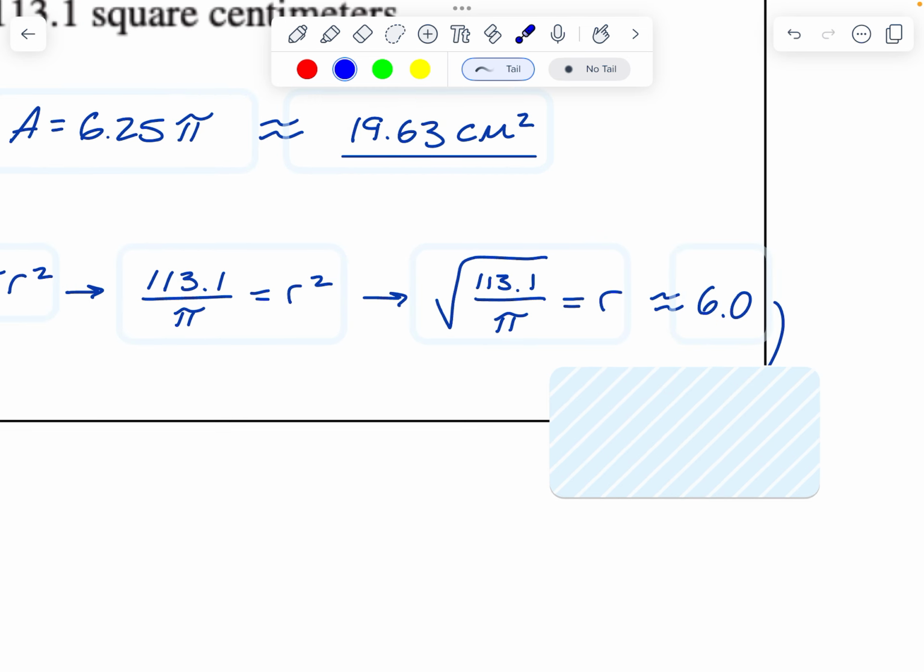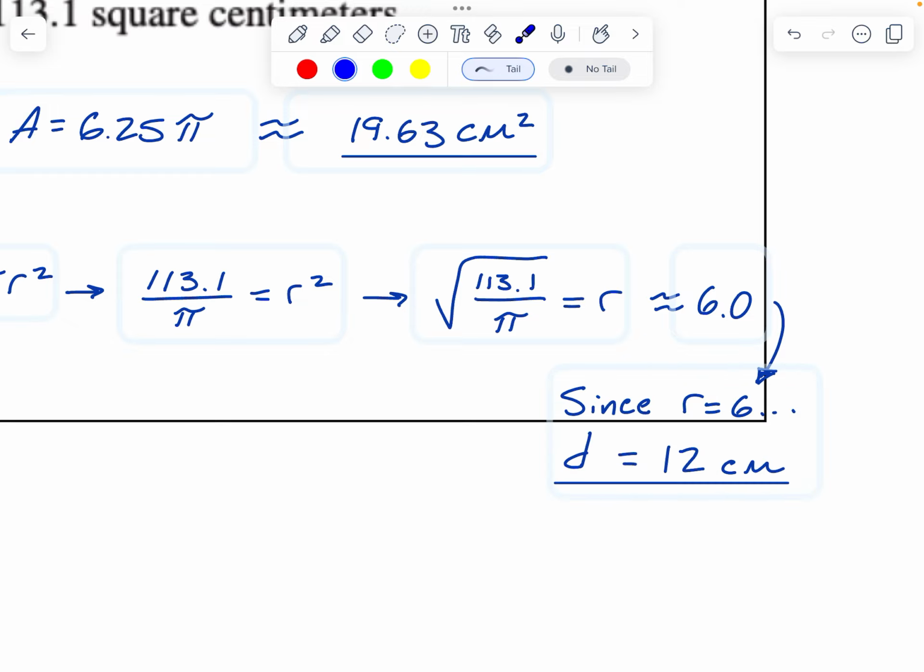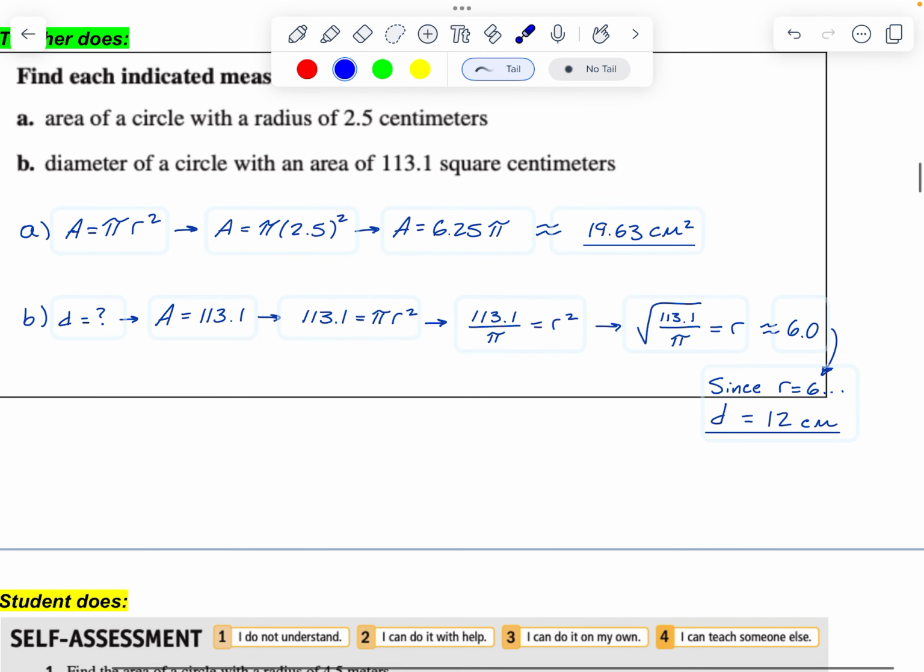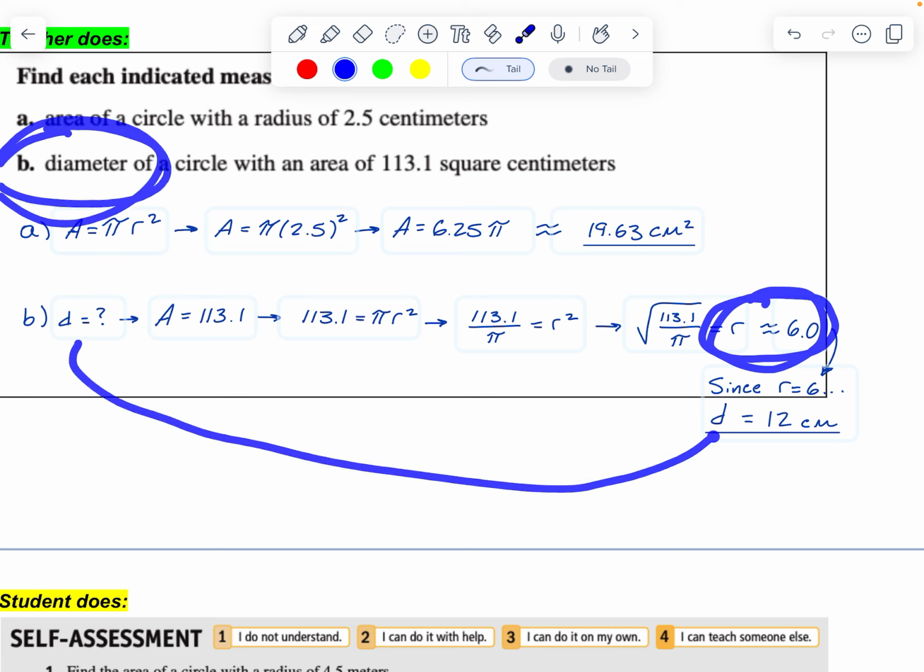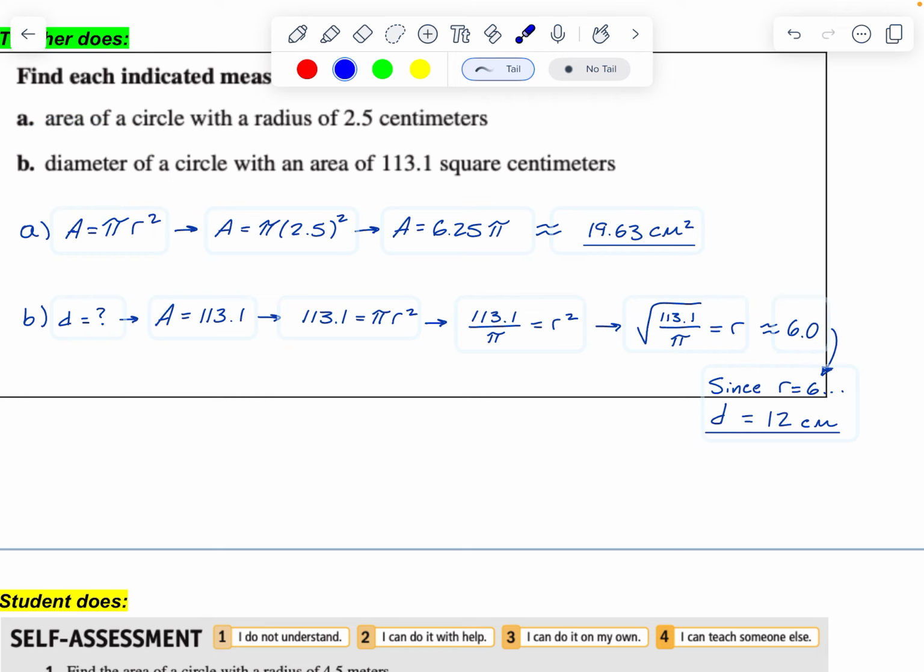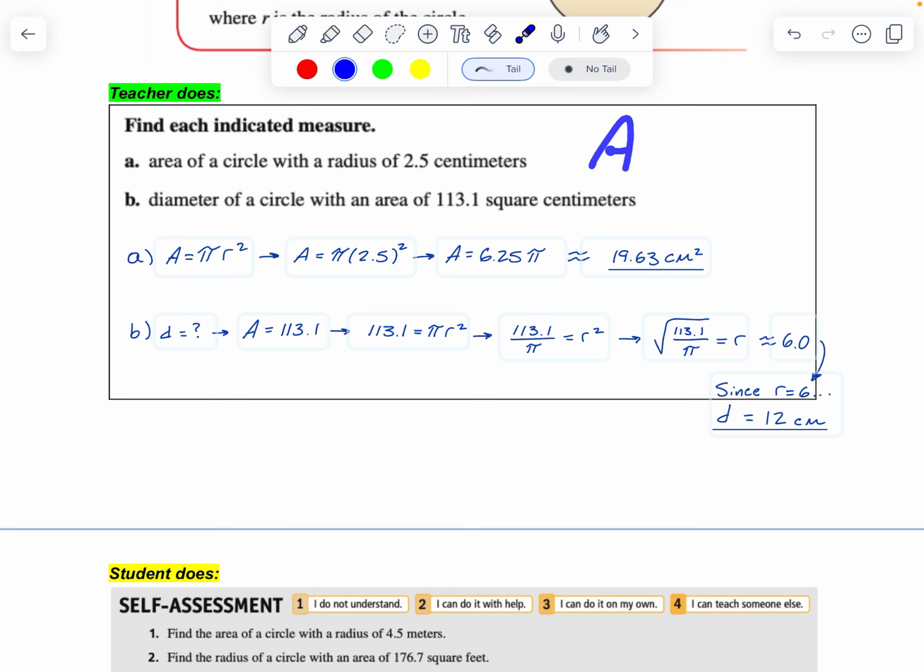6. The square root of 113.1 divided by pi is equal to r. Since we have a radius of 6, our diameter, which is what we're solving for, would be double that, 12. So area formula, you're only ever going to be working with your radius. Circumference is where we have both radius and diameter.